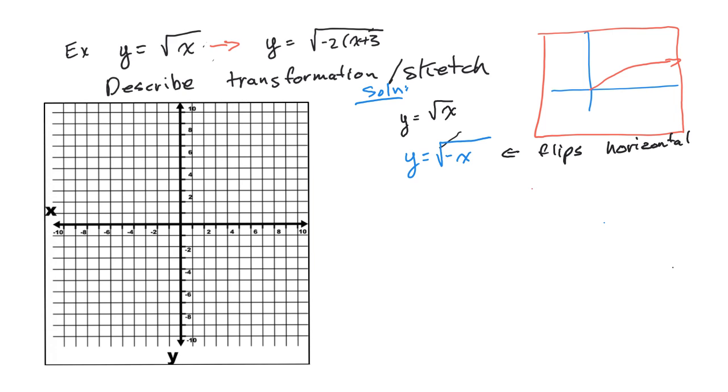So let's go and graph our basic graph. So we've got (0, 0), (1, 1), and then (4, 2), and then (9, 3). And then there we go. There's our graph, and that is y is equal to the root of x.